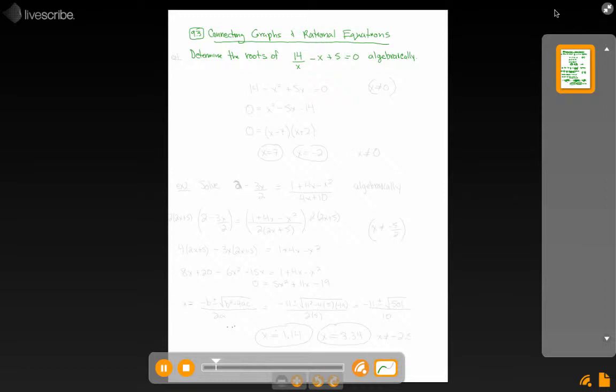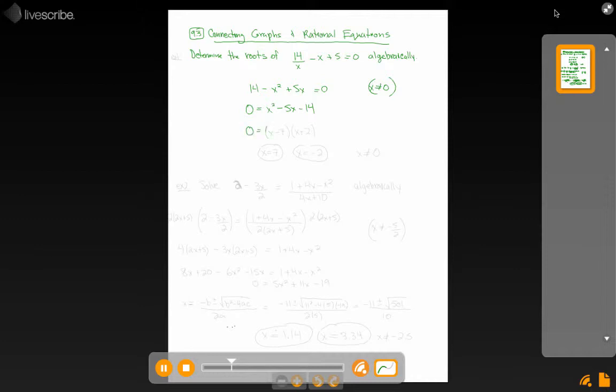So here, look at this question. There's nothing to factor, so my thoughts are to multiply everything by x. So I'm going to have 14 minus x squared plus 5x equals 0. Remembering, of course, that x can't equal 0. That's my non-permissible value. Now, to solve this thing, I would generally make it so that I like my x squared to be a positive term, so x squared minus 5x minus 14 equals 0.